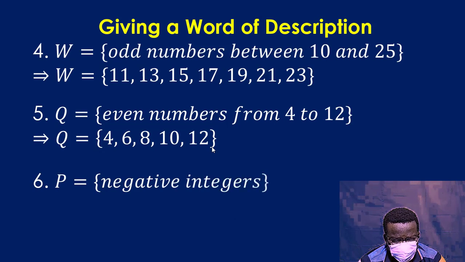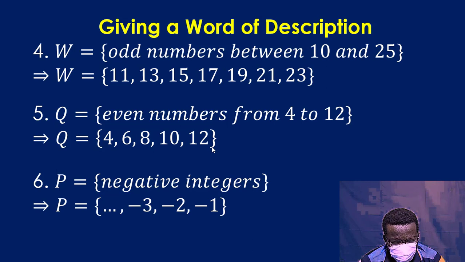And then number 6, P is equal to negative integers. Integers as a whole is composed of 3 kinds of numbers: negative whole numbers, positive whole numbers, and of course 0. Of course, if you are going to list the set of negative integers, you are going to start from negative infinity to -1. So we can list the elements as shown. P is equal to {..., -3, -2, -1}, and of course, you put all in brackets.